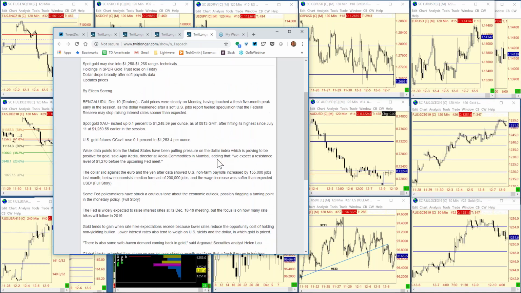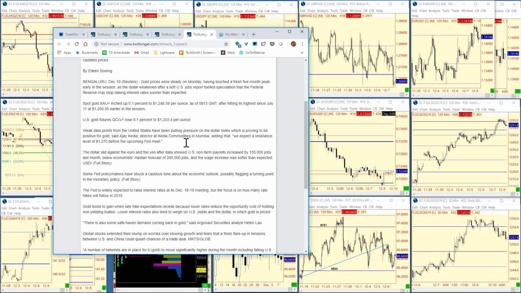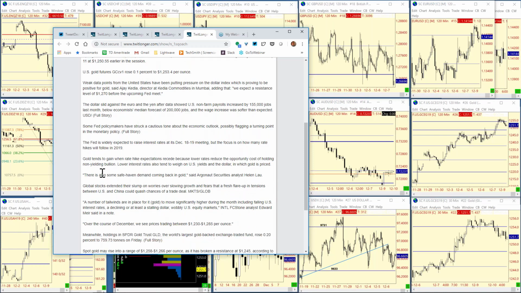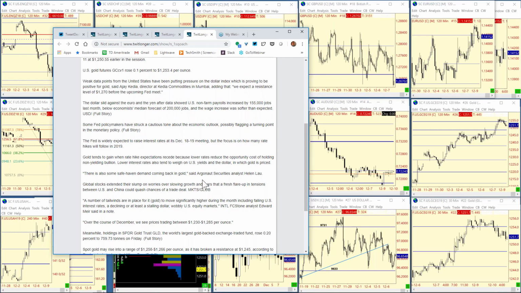Weak data points from the United States have been putting pressure on the dollar index, which has proven to be positive for gold, said A.J. Kedia. The dollar slid against the euro and the yen after data showed U.S. non-farm payrolls increased by 155,000 jobs. Gold tends to gain while rate expectations recede because lower rates reduce the opportunity cost of holding the non-yielding bullion.